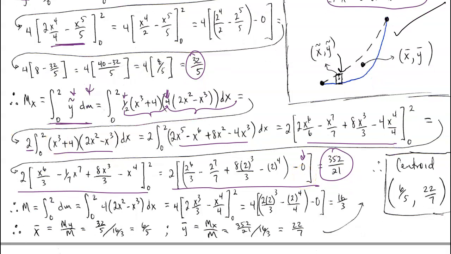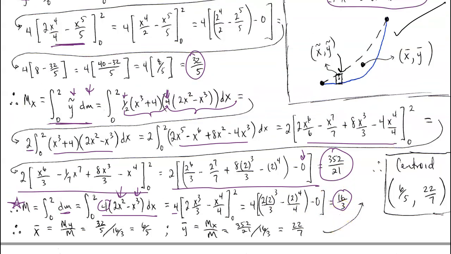Last thing that we need to do before we actually find the x and y coordinates for the centroid is figure out the system mass. And of course, the system mass, again, is just the integral from 0 to 2 of the mass of the sample strip, which is dm. So we put in what dm is, and then of course from there we just take the antiderivative of both terms, have this 4 factored out, evaluate at 2 minus evaluate at 0, and we get 16 over 3.